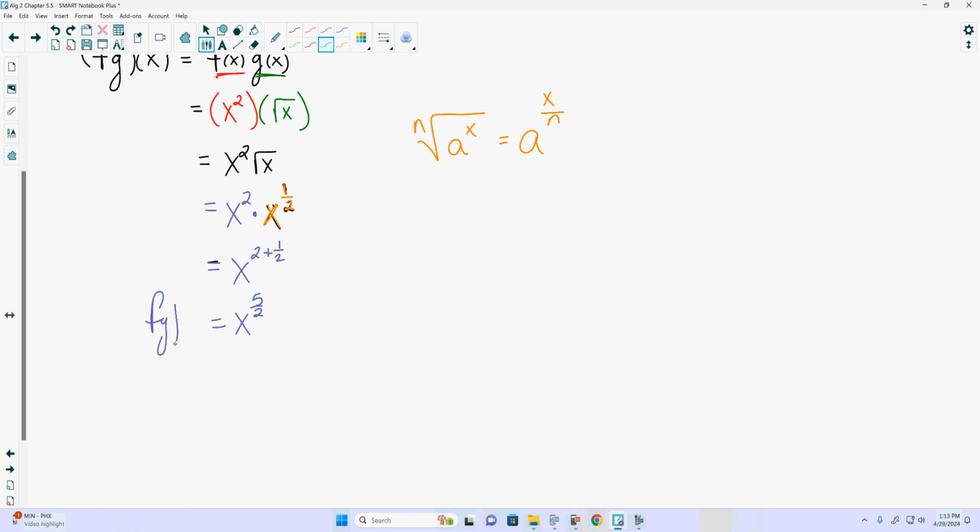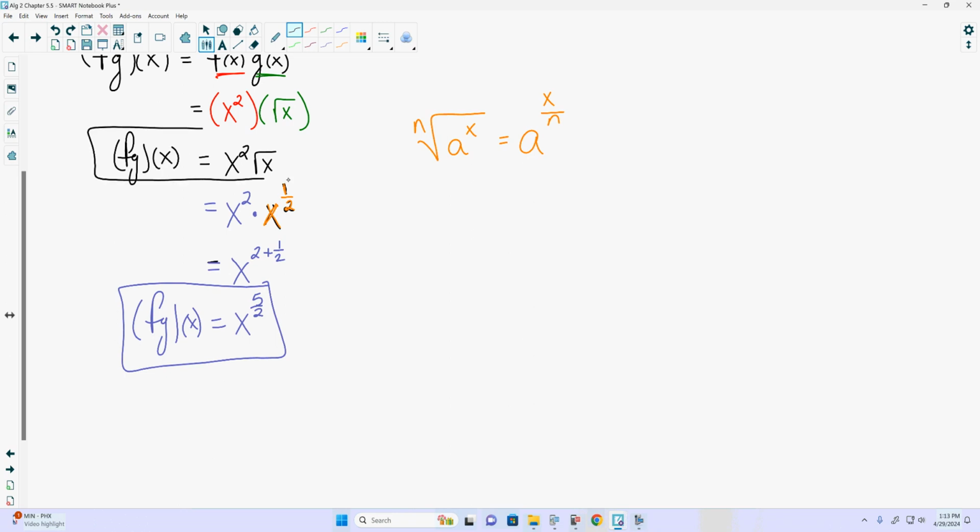So they're saying f plus g of x is x to the 5/2. Now with the multiplication, I will happily accept x squared times the square root of x. I will take that as the correct answer, because it doesn't violate any of our rules.